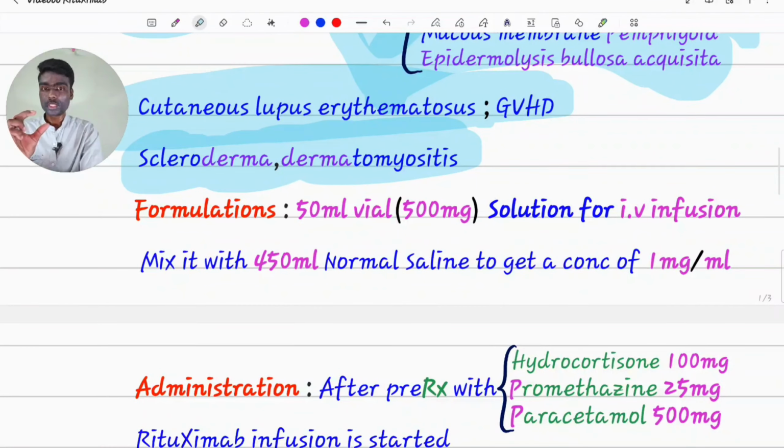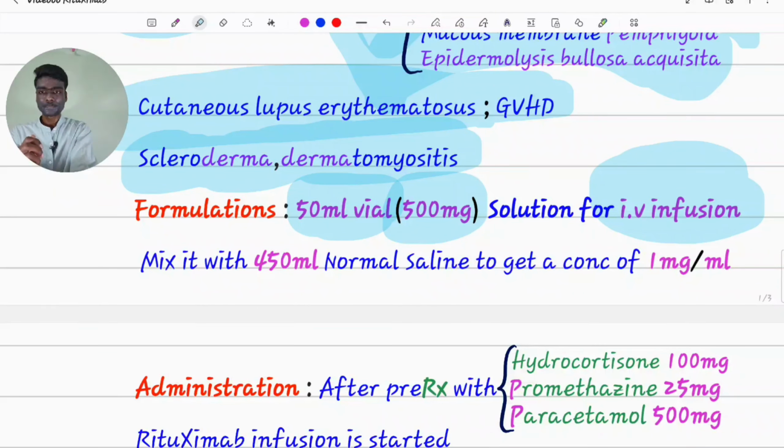Rituximab is available in 50 ml vials. This 50 ml will contain 500 mg of rituximab. This solution is for IV infusion, slow IV infusion. First time we have to give very slowly. Subsequent doses we can increase the speed.